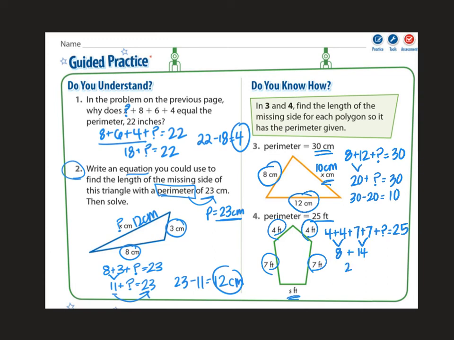So 22 plus something is going to give me 25. So if I count on from 22 to 25, that's 23, 24, 25. I had to count on 3 times. So the missing side length is 3 feet, because 22 plus 3 gives me 25.